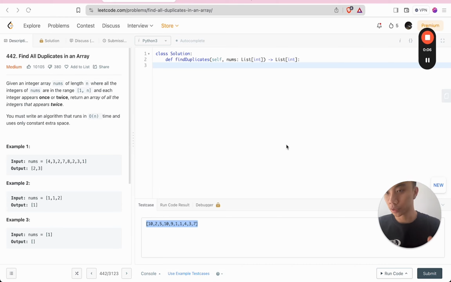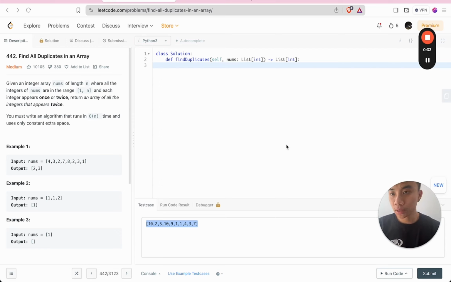Today we are solving question 442, Find all duplicates in an array. Given an integer array nums of length n where all the integers of nums are in the range of 1 to n inclusive and each integer appears once or twice, return an array of all the integers that appear twice. You must write an algorithm that runs in O of n time and uses only constant extra space.